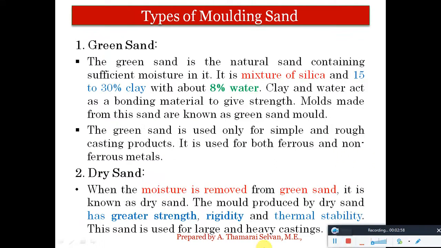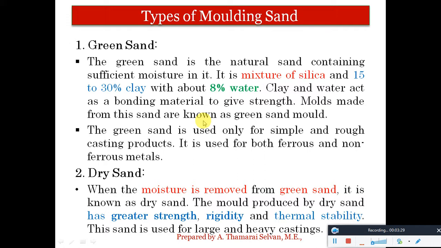The other types of molding sands are green sand, which consists of silica and 15 to 30% of clay with about 8% water. Generally, the molds made from this sand are known as green sand molds. It is used for only simple and rough casting processes, and for both ferrous and non-ferrous metals we use this green sand.